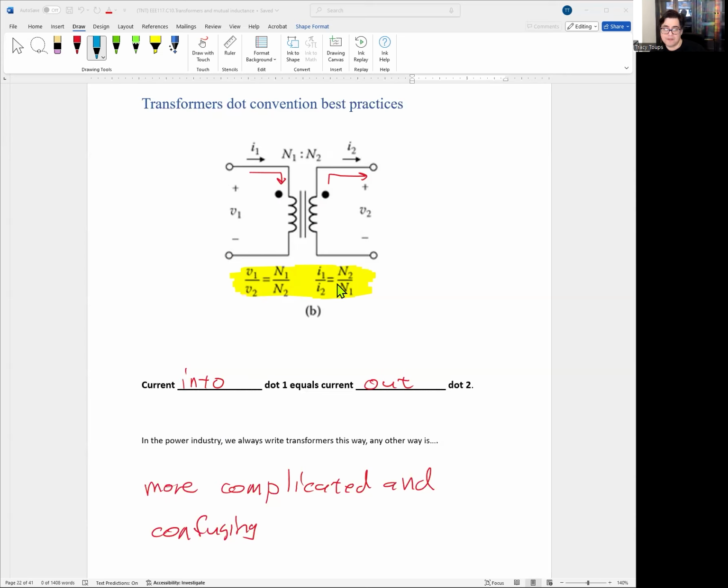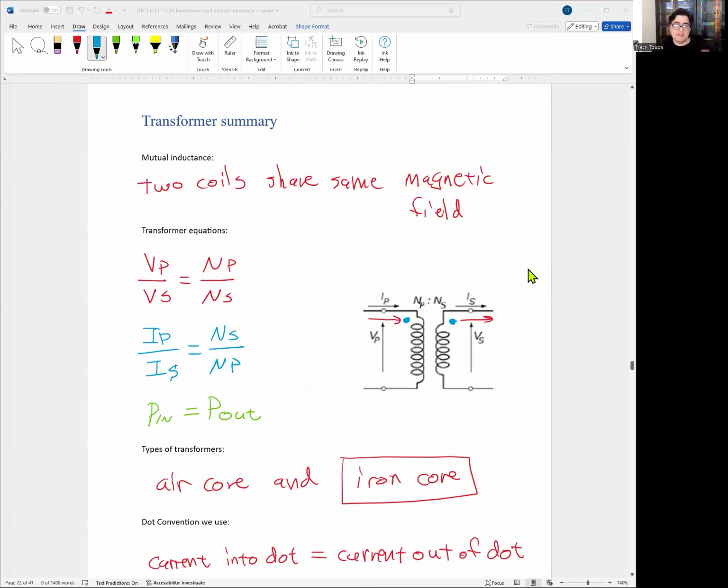Okay, so just to summarize everything: a transformer is two coils in close proximity, overlapping with an iron core to share the magnetic field between them. So two coils sharing the same magnetic field, right? Transformer equations, there are three of them. Vp over Vs equals Np over Ns. That's your voltage equation. The current equation is the opposite, where you have Ip over Is equals Ns over Np. So notice that the turns ratio is flipped for the current.